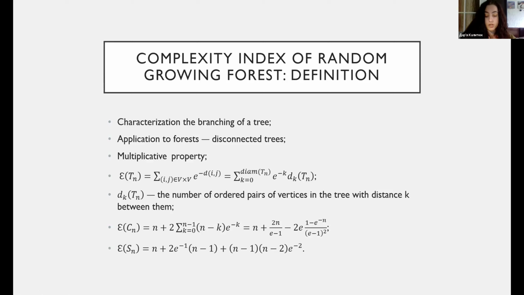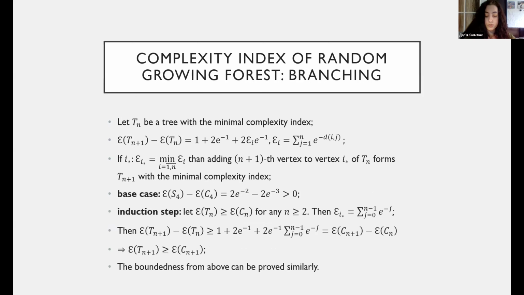It is the sum of the exponential function of the negative distance value, where the summation is performed over all ordered pairs of vertices in the tree. We can also define a variable dk, which denotes the number of ordered pairs of vertices in the tree with distance exactly k between them, and rewrite the complexity index definition the next way. This form lets us easily calculate complexity indices for a chain and an asterisk tree on an arbitrary number of vertices. Since we are considering a random tree, the value of the complexity index of such a tree is a random variable too, and thus we are interested in its distribution, namely the expected value.